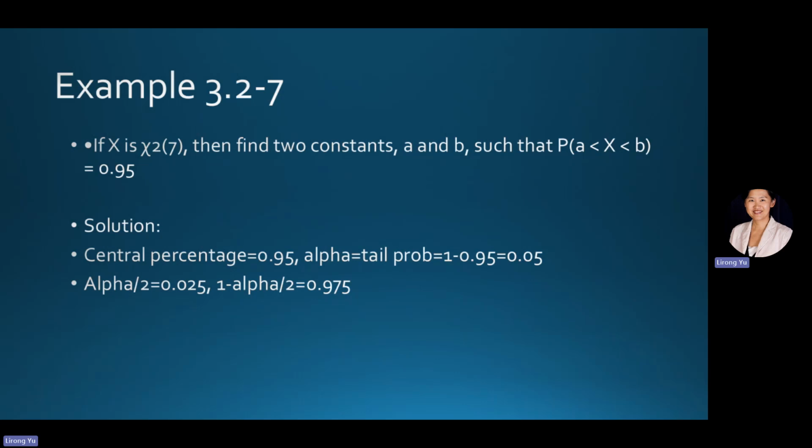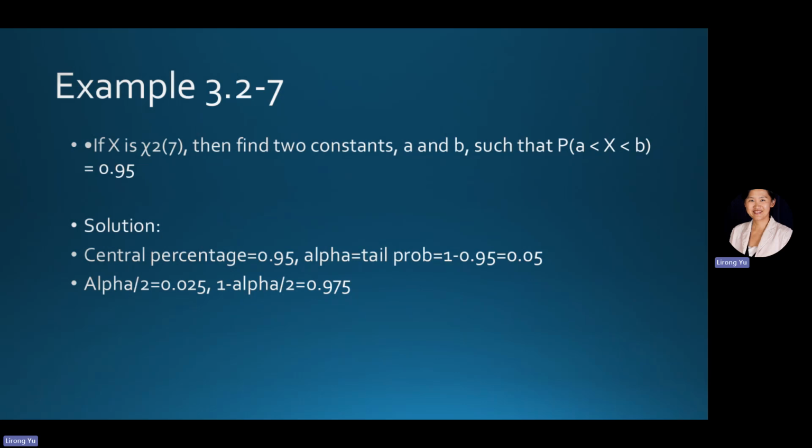All right, so this is one of the examples in the textbook. The question wants us to find, suppose X has a chi-square distribution with degrees of freedom 7, so we start using notation. Find the two constants A and B such that the probability for X to be between A and B equals 0.95. Essentially, we're trying to find the boundary for the middle 95% of the chi-square curve. So how do we do it?